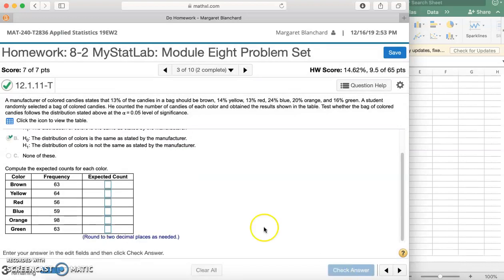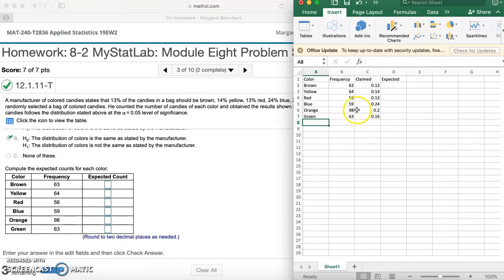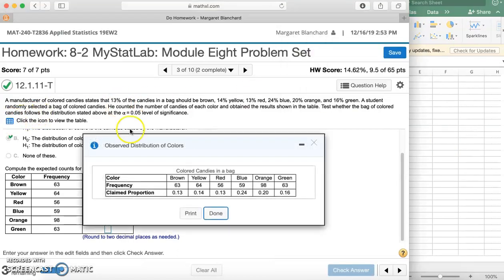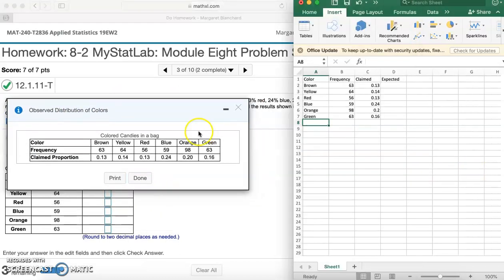Continue. All right, so now we're given this table and we need to come up with our column of expected counts, like I was just saying. What I did in Excel was copy this table for ease of use. You see we have brown, yellow, red, blue, orange, and green, and we have the frequency, the claimed proportion, and the expected counts. This is just in Excel, but you can do this in a calculator. You don't have to do it like this. I just thought this would be the easiest way to show you.